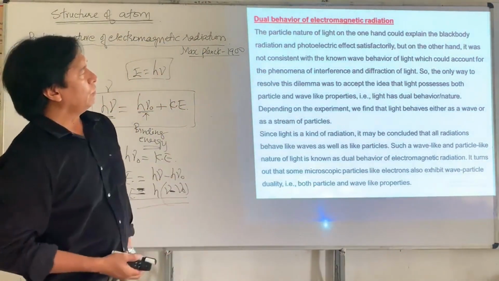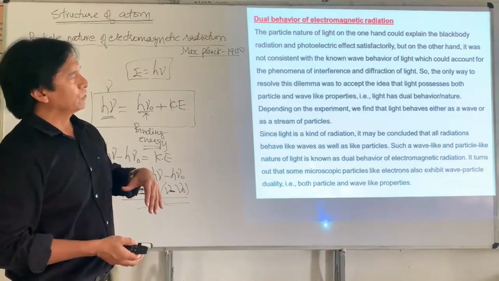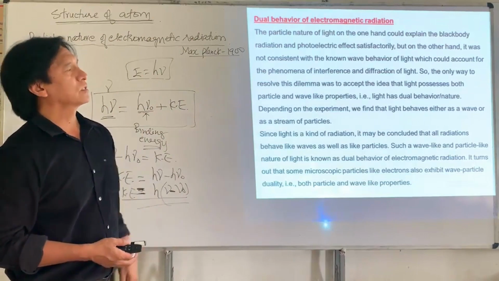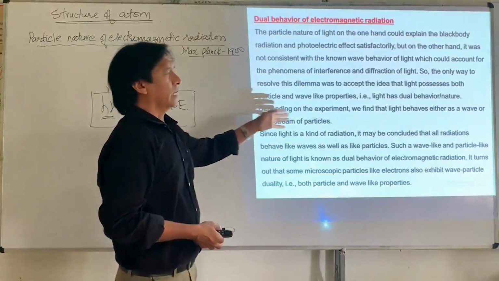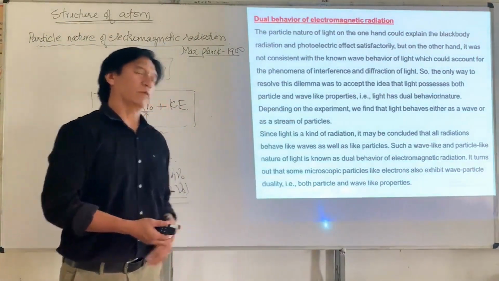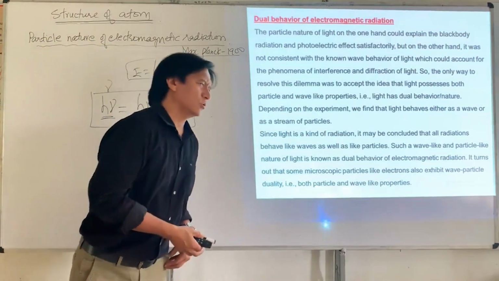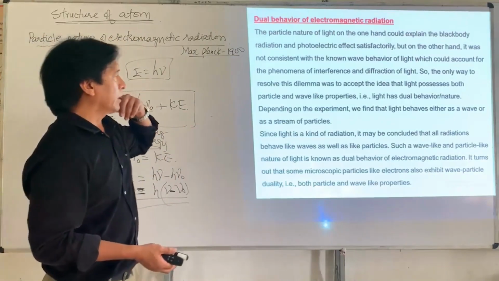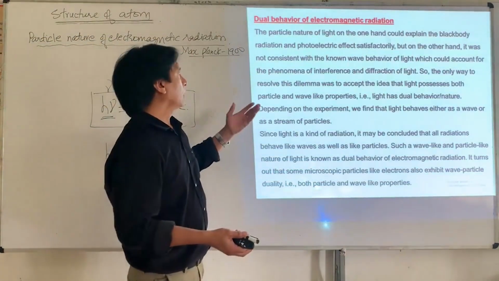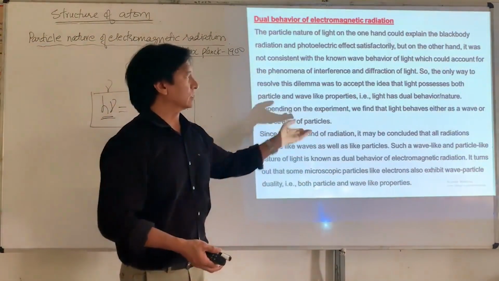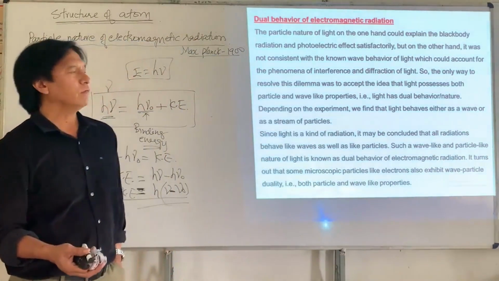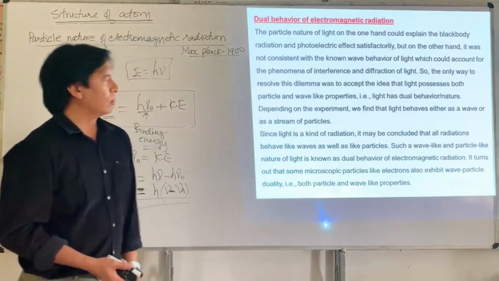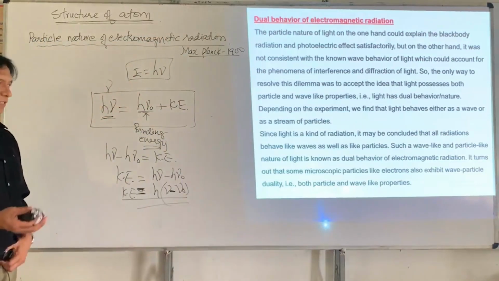The only way to resolve this dilemma or confusion is to accept the idea that light possesses both particle and wave-like properties. It's all very confusing, so the best thing is to accept that light possesses both particle and wave-like properties. That is, light has dual behavior or nature. But depending on the experiment, we find that light behaves either as a wave or as a stream of particles.